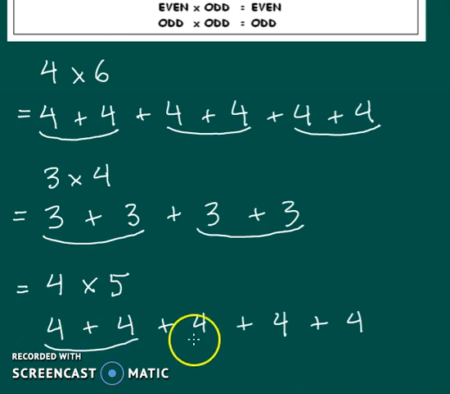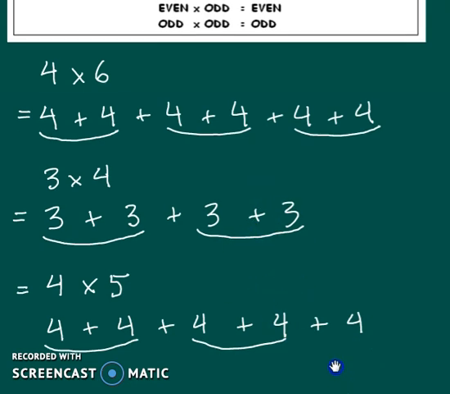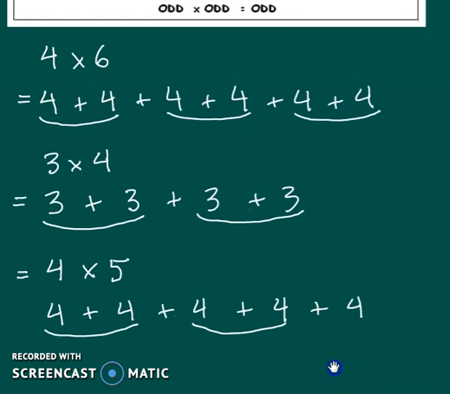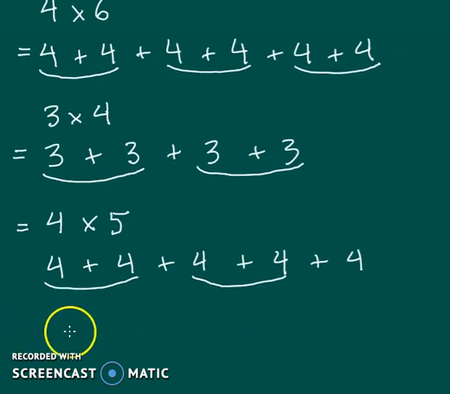Even if I group them into pairs and I say, oh, well, I've got 2 pairs of 4's and then one other 4, it doesn't matter because no matter how many times I add 4 to itself, I will get an even number. What about odd times odd? So let's try, let's say 3 times 5.